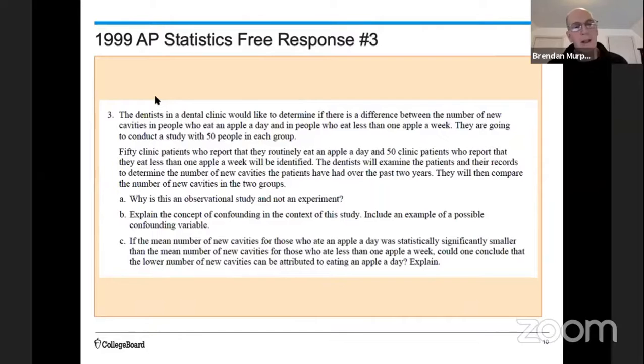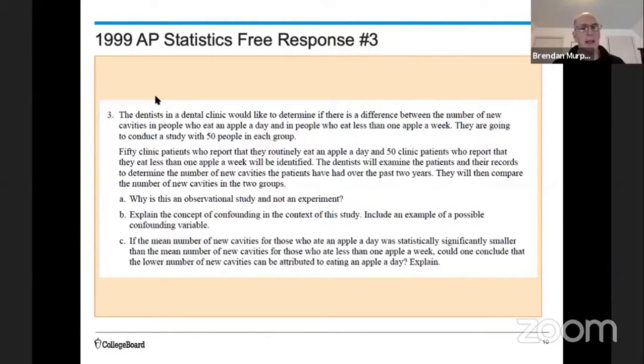So the dentist in a dental clinic would like to determine if there is a difference between the number of new cavities in people who eat an apple a day and in people who eat less than an apple a week. Again, just setting the stage, that's all. So is there a difference in the number of cavities based upon the number of apples you eat? That's all I get out of the first sentence.